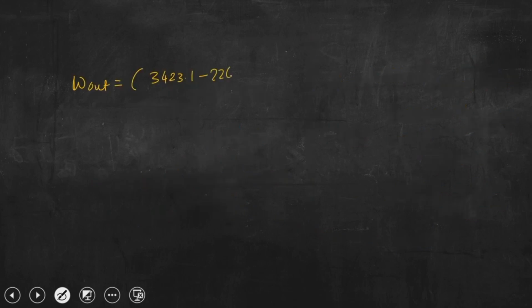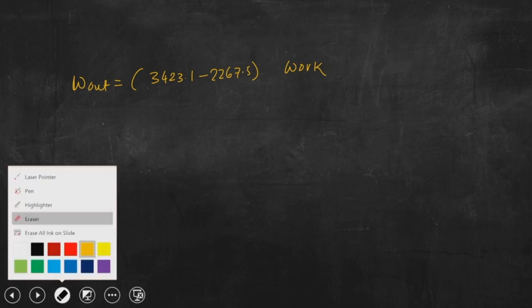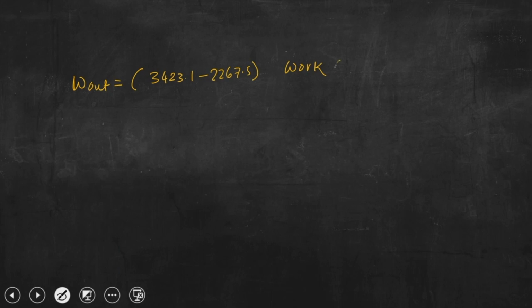2267.5. So, this is the amount of work done. This is work done by the steam. Rather, I can write it as work output from the turbine, work done by the steam on the rotating part of the wheel. So, this is work output from the turbine.